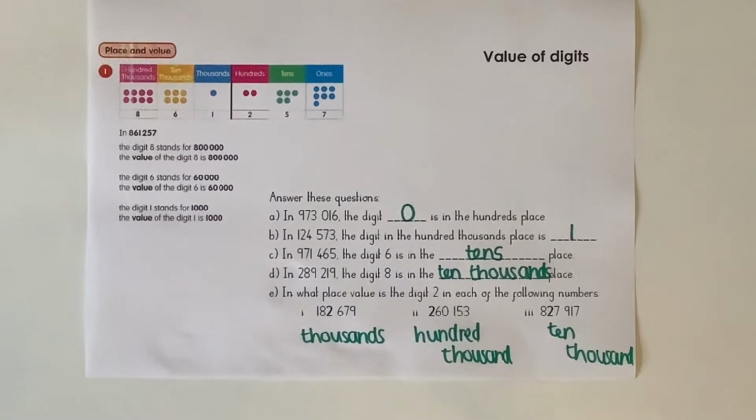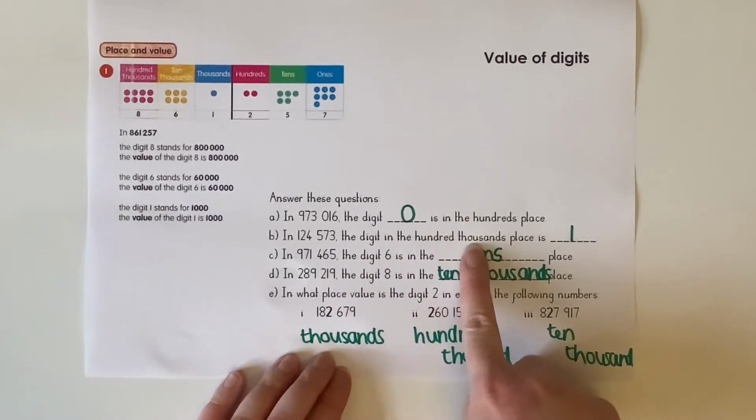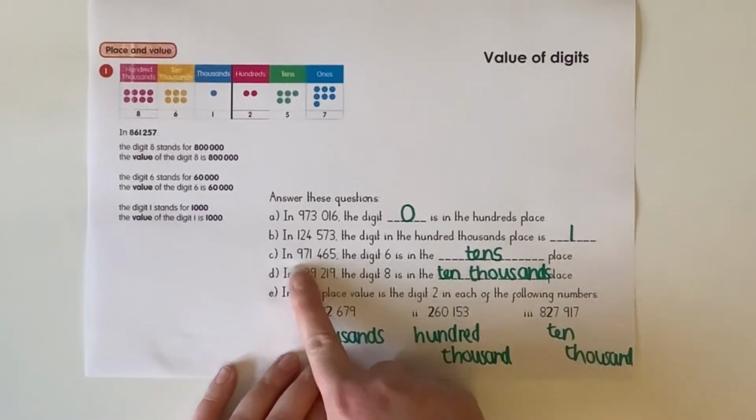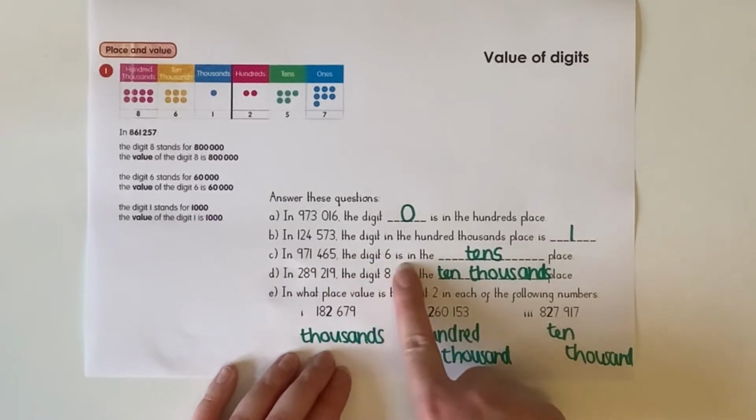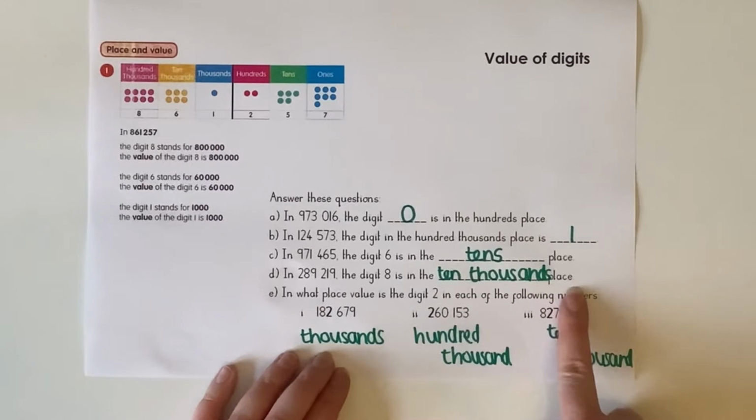Okay, and here are the answers to those 6 questions. Okay, so the digit 0 is in the hundreds place. The digit in the 100,000s place is 1. In this number, the digit 6 is in the tens place. In this number, the digit 8 is in the 10,000s place.